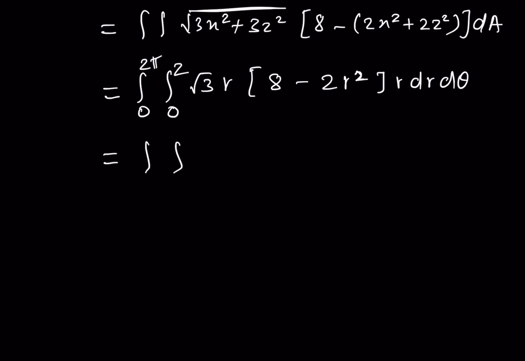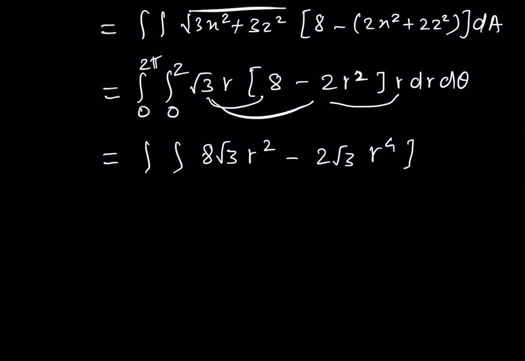Multiplying root 3 r from the left and r from the right, the first term will be 8 root 3 r², the second term will be 2 root 3 r⁴, dr dθ. R limits 0 to 2. Theta limits 0 to 2π.